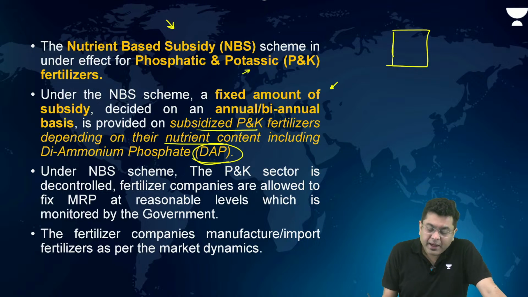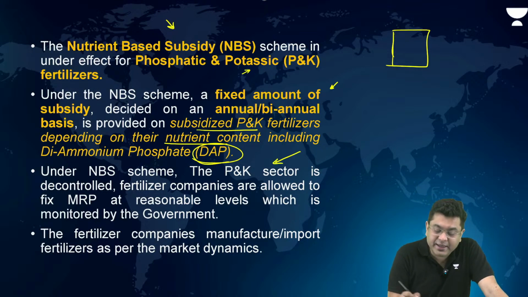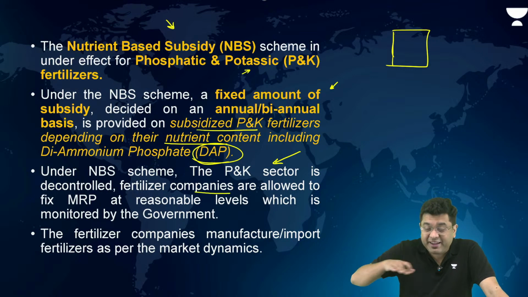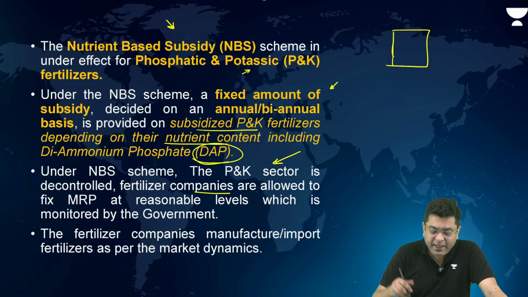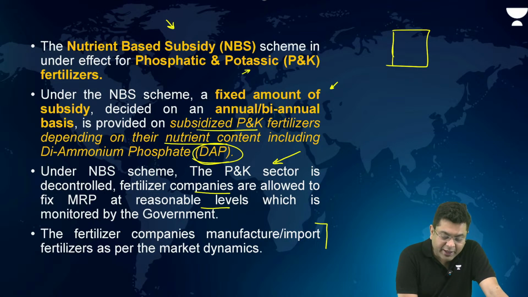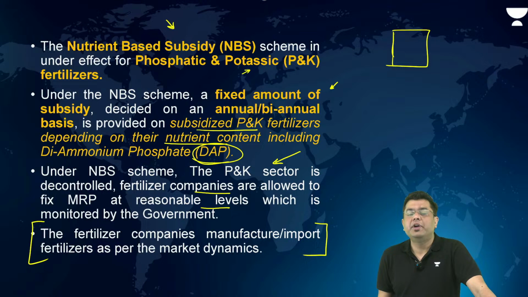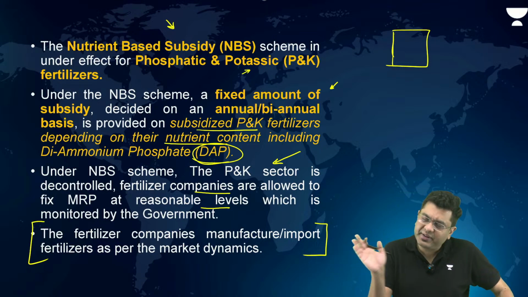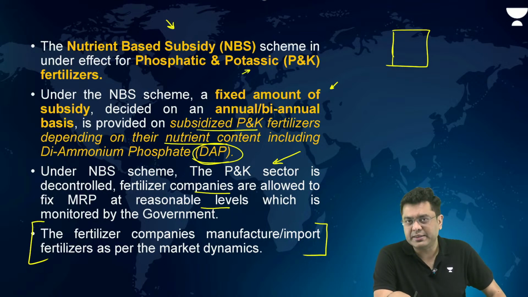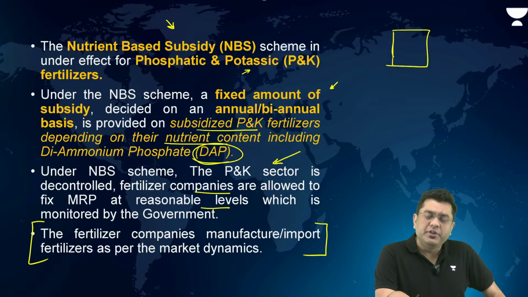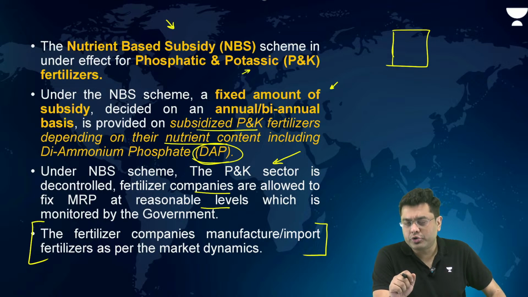Now hereby, under the scheme, the P and K sector is decontrolled. Fertilizer companies are allowed to fix the MRP at reasonable levels, which is monitored continuously by the government. Fertilizer companies manufacture or import fertilizers as per the market dynamics, and then the subsidy is to be provided. Now, this is to reduce the input cost to the farmers.